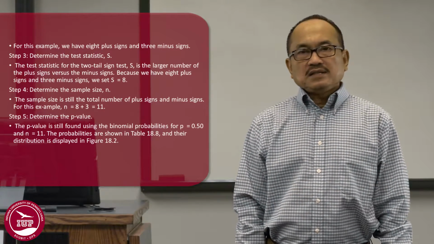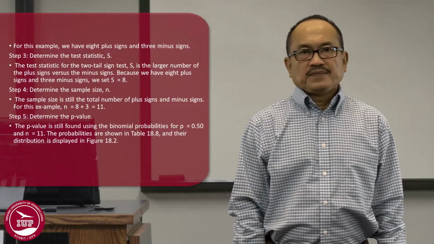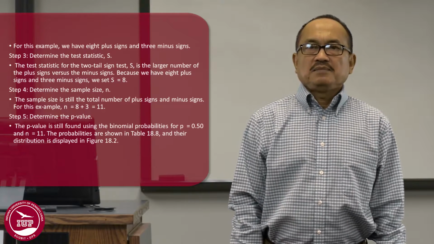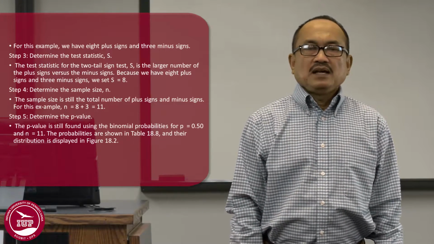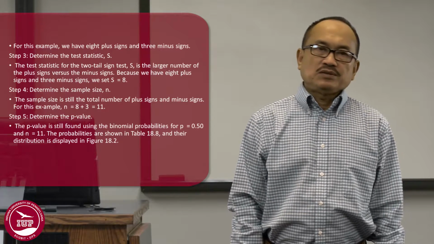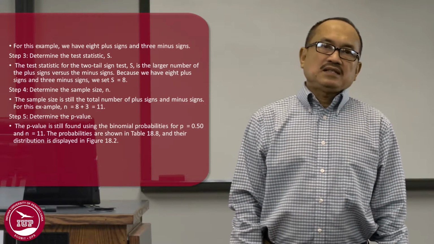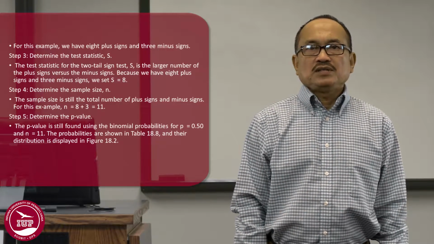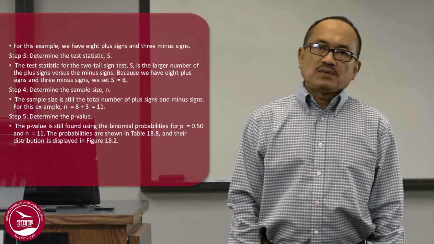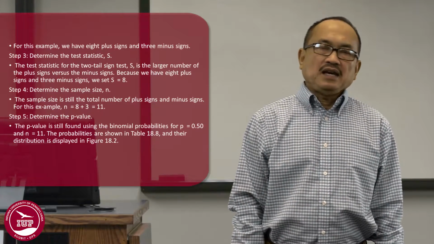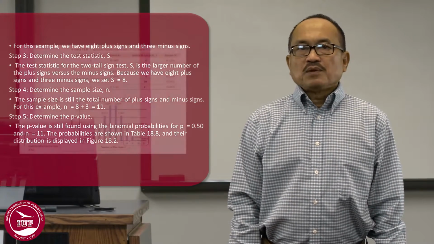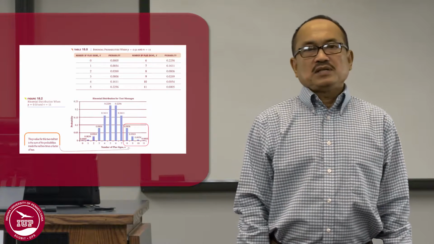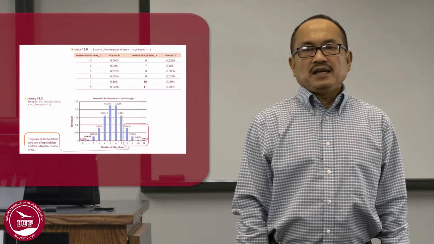Step 4. Determine the sample size n. The sample size is still the total number of plus signs and minus signs. For this example, n equals 8 plus 3 equals 11. Step 5. Determine the p-value. The p-value is still found using the binomial probabilities for p equal to 0.5 and n equal to 11. The probabilities are shown in Table 18.8 and their distribution is displayed in Figure 18.2.